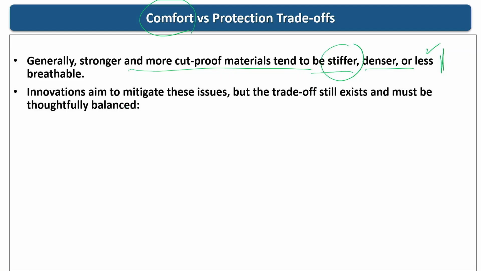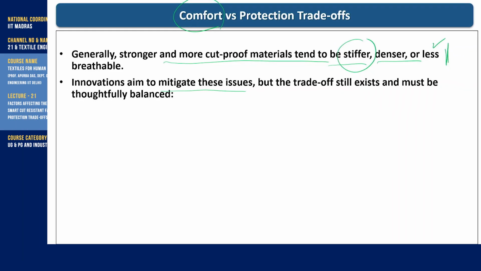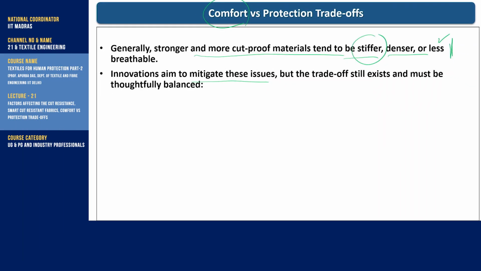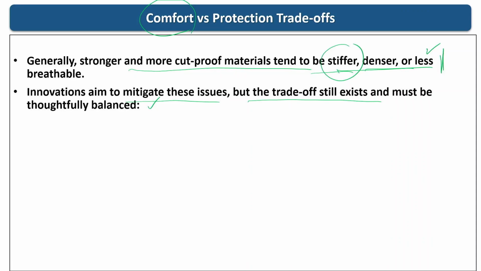So, innovations aim to mitigate these issues. So, we can have lightweight high cut protective textiles. That will help in mitigating all these problems, but the trade off still exists and must be thoughtfully balanced. We have to balance, we cannot sacrifice protection, but we can try to improve the comfort by sacrificing the protection a little bit, by optimizing the protection.